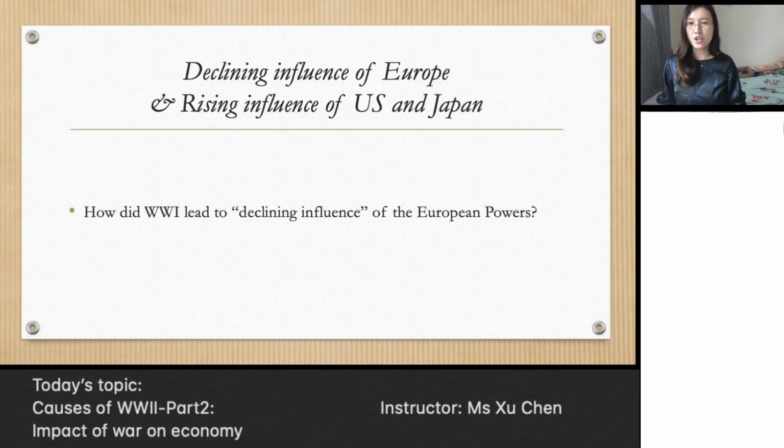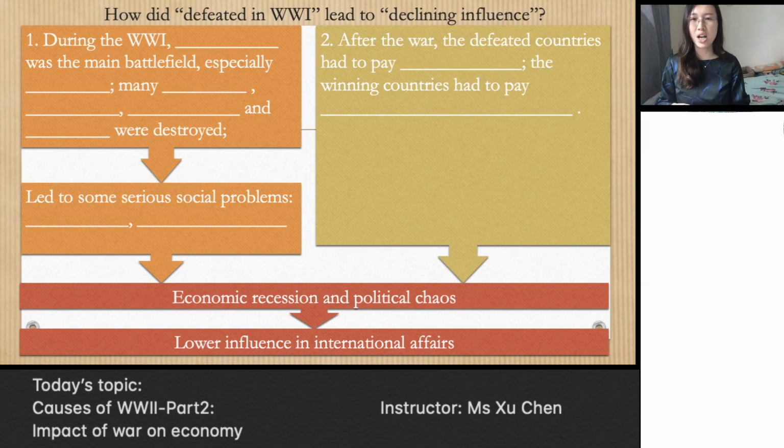So, how do we answer how the First World War led to the declining influence of European powers? I think it's very important to show you how to answer it in a logical and critical way, so you can show different perspectives and explain things with sound evidence and in detail. Okay, so here you can check the graph. We have two columns, one on the left side and the other on the right side. So let's fill in the blanks together to see a better way to explain this question.